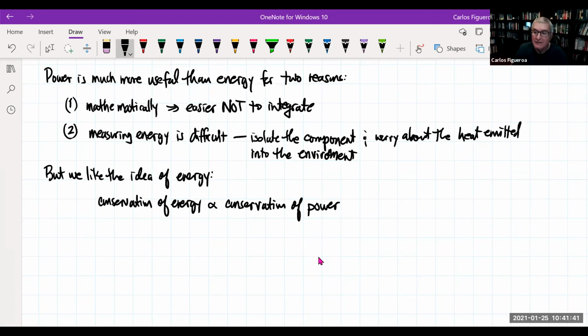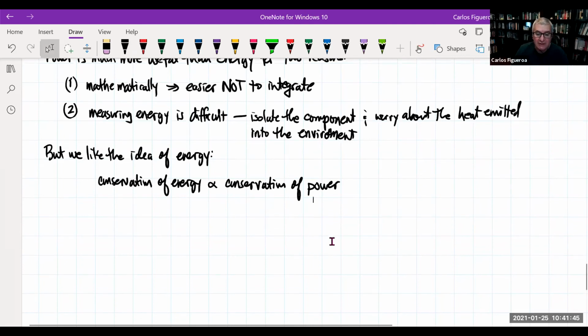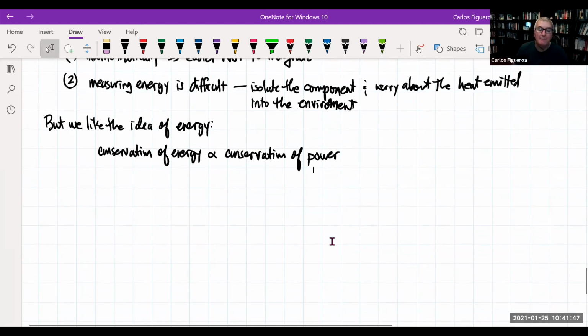So now let's get to what we really want to get to here. What we want to do is talk about power dissipation and power delivery. So let's talk about power dissipation.